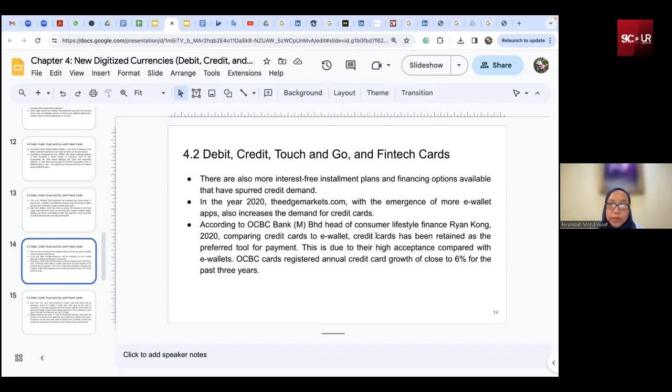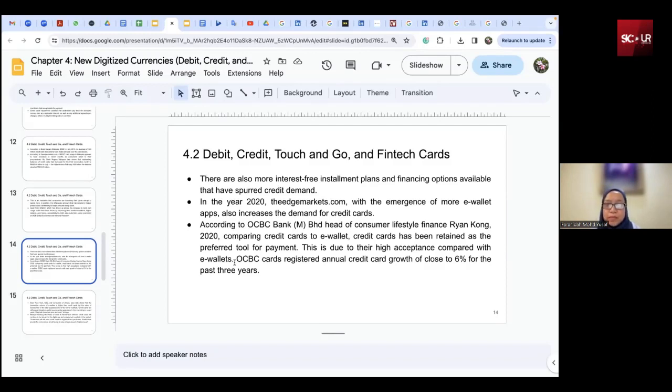Okay, according to OCBC Bank Consumer Lifestyle Finance, Ryan Kong, comparing e-wallet and credit cards, credit cards have been retained as the preferred tool for payment. So dia kata antara e-wallet and credit card, orang would prefer the credit card kan as the tool of payment. This is due to their high acceptance compared with e-wallet. So e-wallet accepted by the business lah kan.